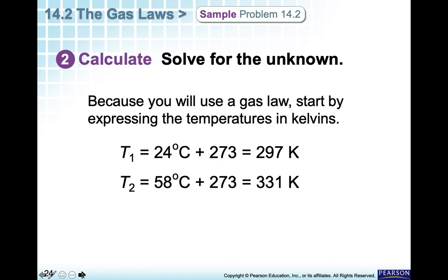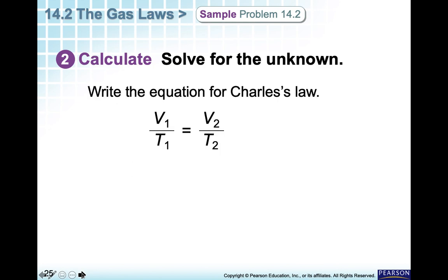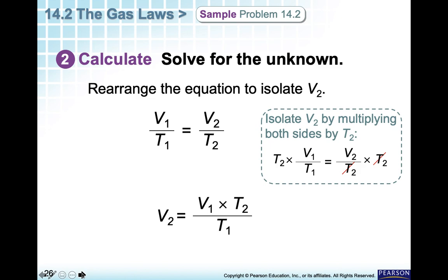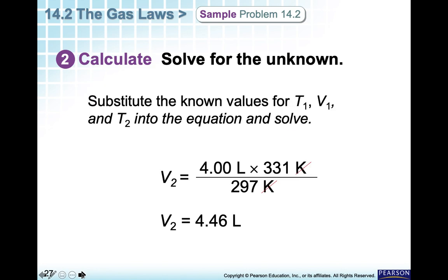And so in gas laws, we always have to use Kelvin. We cannot use Celsius because Celsius has a negative value for temperature, and we can't have negative volume or negative pressure. So we have to use the absolute temperature scale, or Kelvin. So would we rearrange our equation to say V2 equals V1 times T2 over T1? You'll notice that T1 and T2 are inverted. And so solving for it, it'll increase to 4.46 liters.